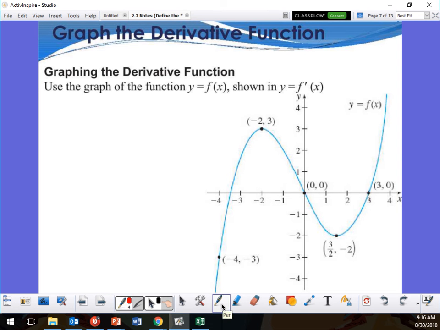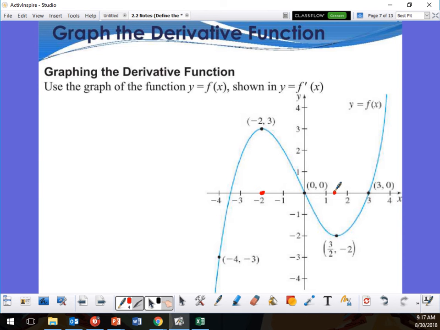Okay, so we're going to do a graph of my derivative. We know that right here at this point, negative 2, 3, what do I know? The slope is going to be 0, right? So the slope is 0, so I know that the derivative will be right here at that point. And over here at 3/2, negative 2, again, my slope is 0. So that's going to have a plateau right there. So it's also going to be there, right? There we go. So I have some points there.